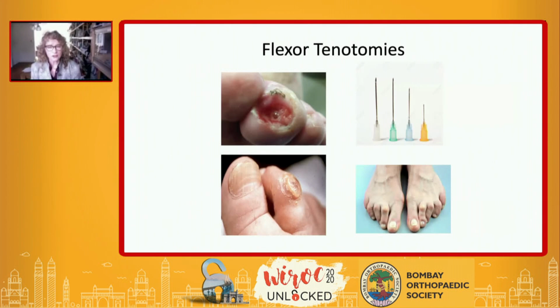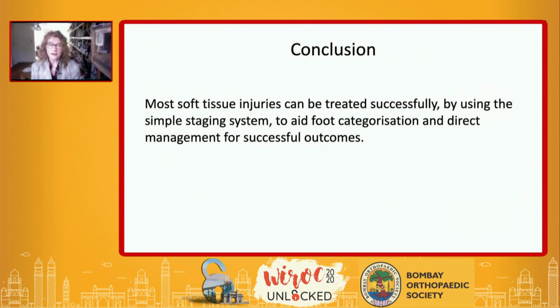An additional new technology that we've been using recently for apical and dorsal ulcers are flexitenotomies that can be carried out easily using these needles for good results to heal those ulcers. And finally, I'd like to say that most soft tissue injuries can be treated successfully by using the simple staging system. It aids foot categorization and directs management of soft tissue injuries for successful outcomes. Thank you very much.